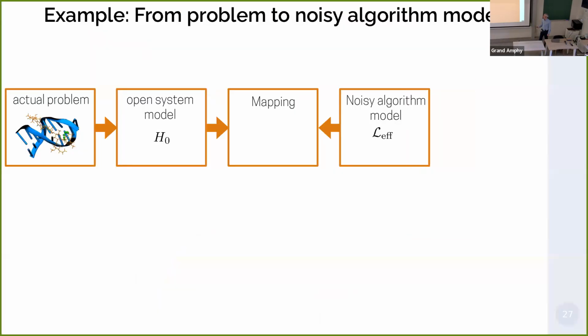And now let's consider an example for doing that. So what we now want to do is start with an actual problem. However, when I say actual, you will see I keep it quite abstract. In some sense, we jump directly to the open system model. And then basically we know that the quantum computer is described by the noisy algorithm model. And then we try to bring this together.